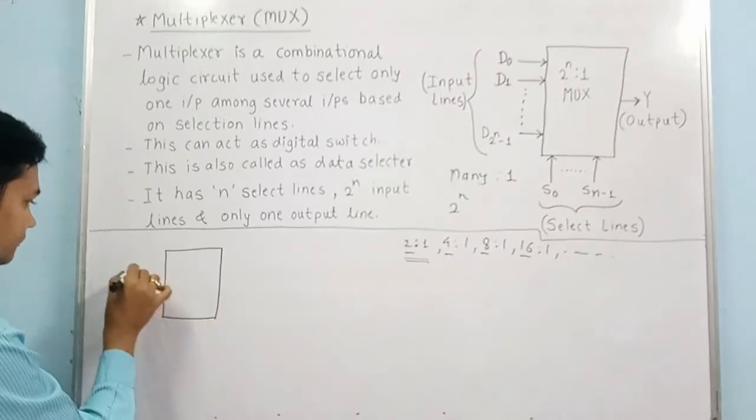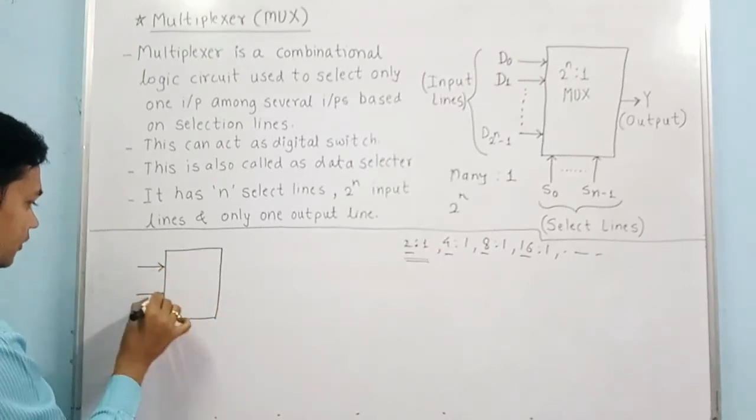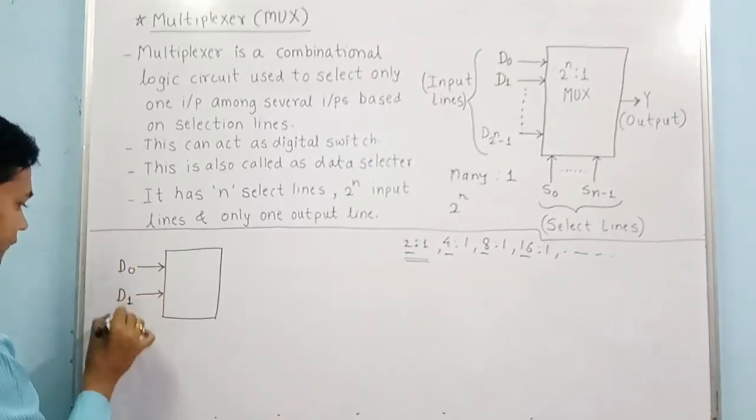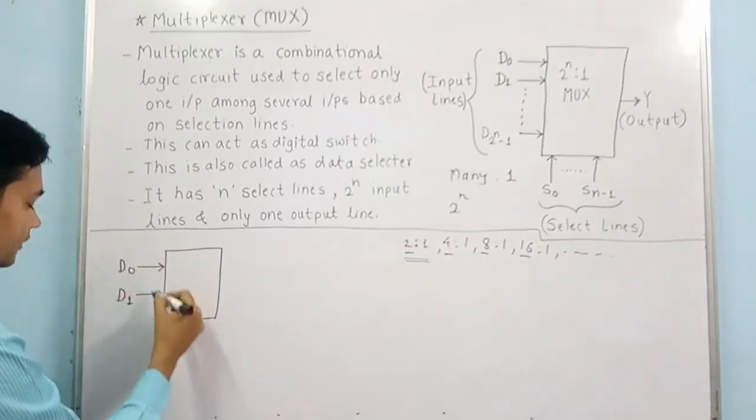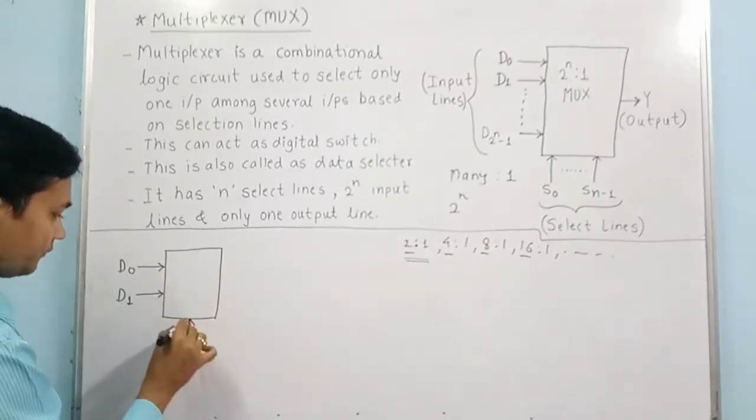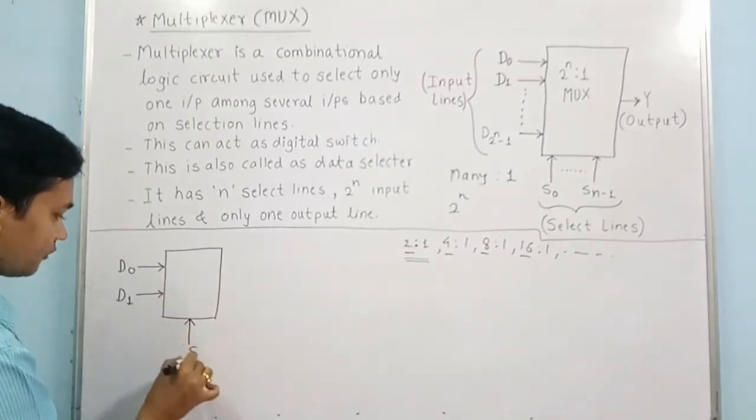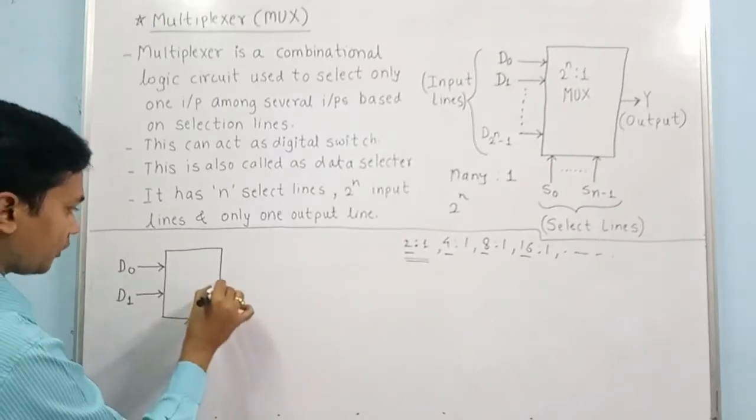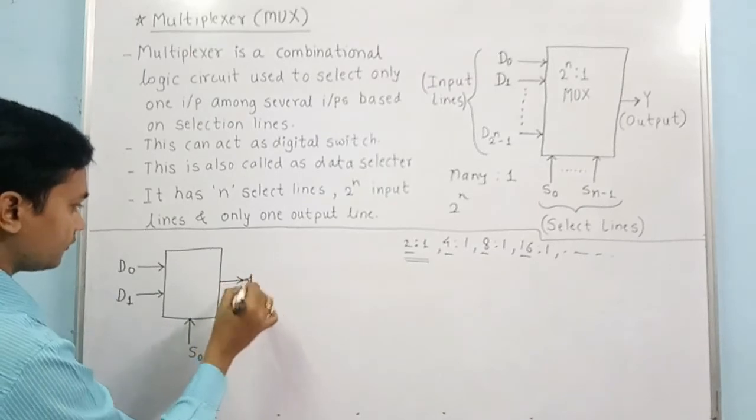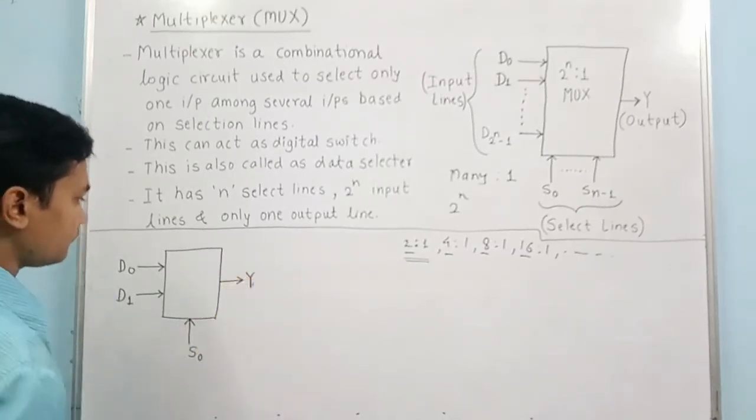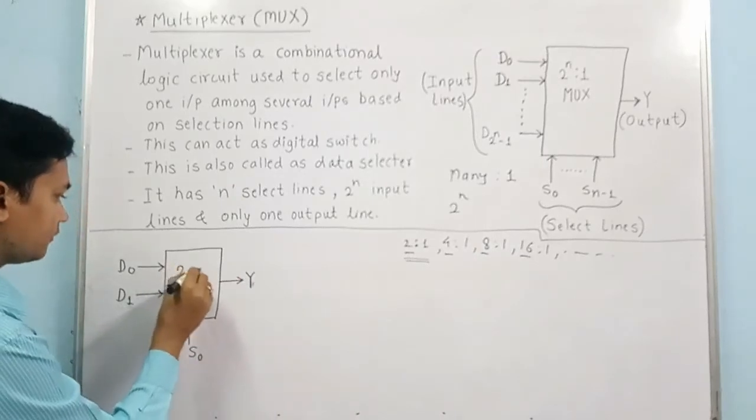So the number of inputs will be 2, that is D0 and D1, and if these are the two inputs, then how many select lines should be there? Only one select line. So I will call it S, or S0 I will say. Then the number of output lines is only one. Sorry, it should be Y. So this is the 2 to 1 mux.